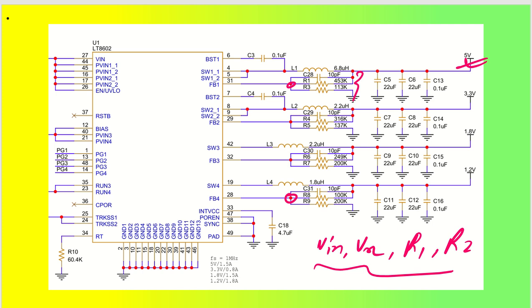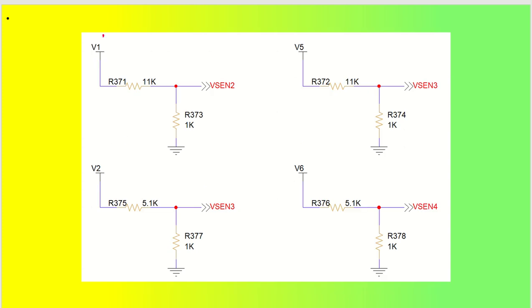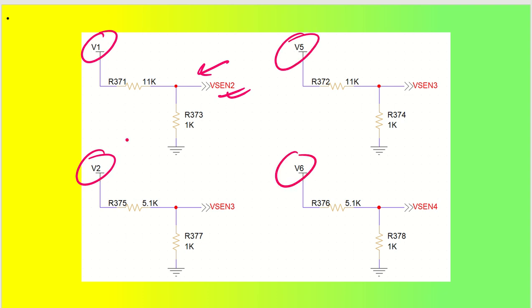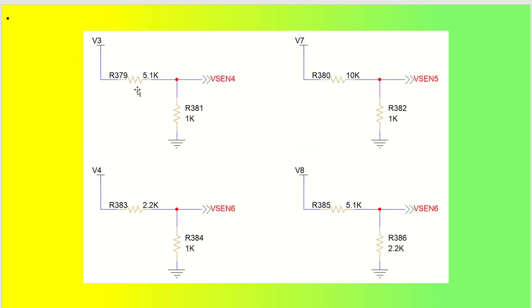You would have seen many other circuits, like let us say we have V1, and we want to send it to a sense input so that we can keep on monitoring through an ADC channel. Similar to that, let us say we have V2, V5, V6. There is a possibility that V1 is let us say 12 volt, V2 is let us say 5 volt, V5 can be let us say 15 volt. So anything can be a possibility. It can be let us say 3.3 volt.